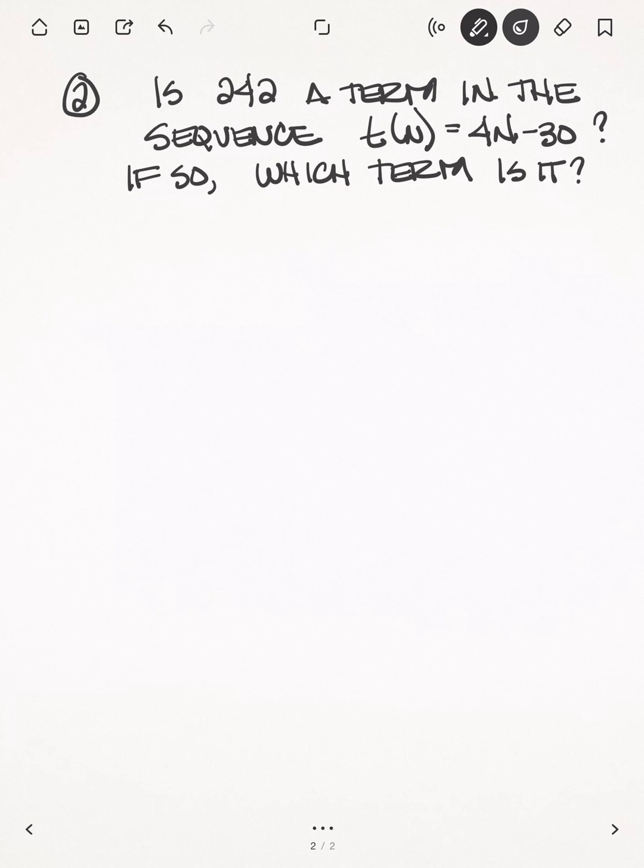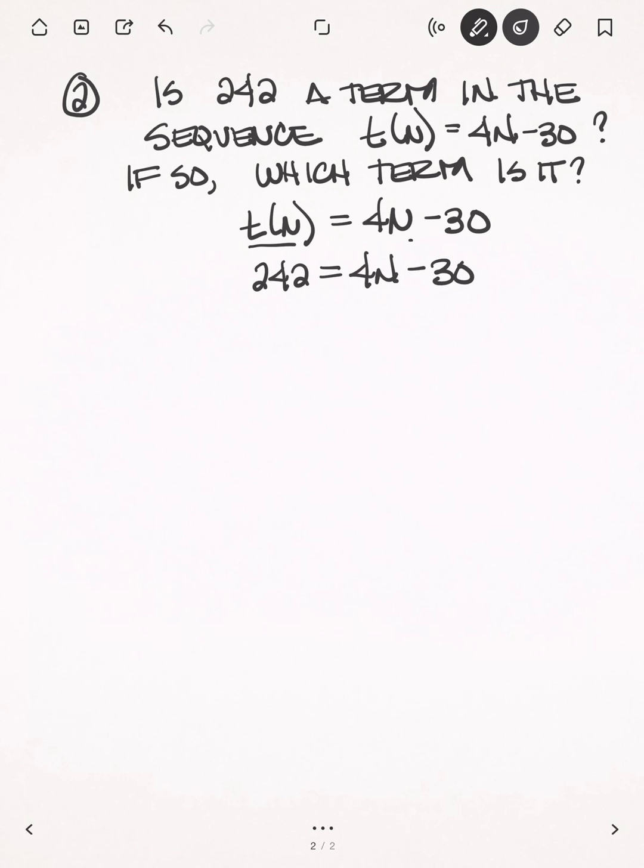So let's take our equation, or our sequence. We have T of n is equal to 4n minus 30. Now our question is, where do I put 242? It says it's a term. Well, remember, n is the term number. T of n is your y column. That's where you list all the terms. So we want to put 242 in for T of n, not for n. So I'm going to replace this whole thing with 242. And I want to know, if I solve this equation for n, if I don't get a fraction or a decimal, then I can say n would be the term number.